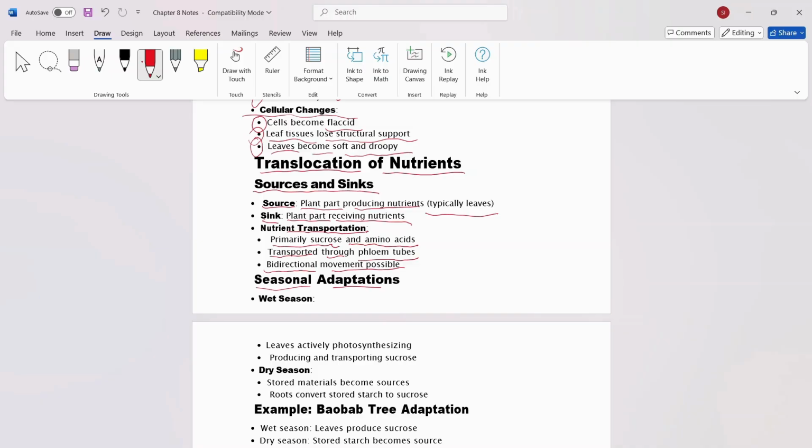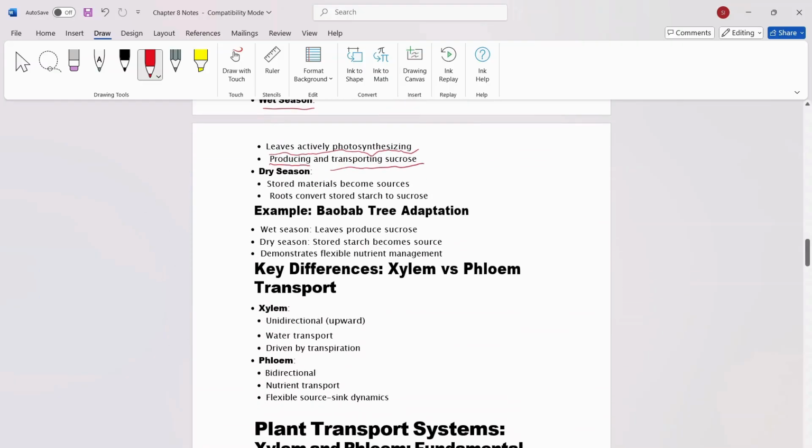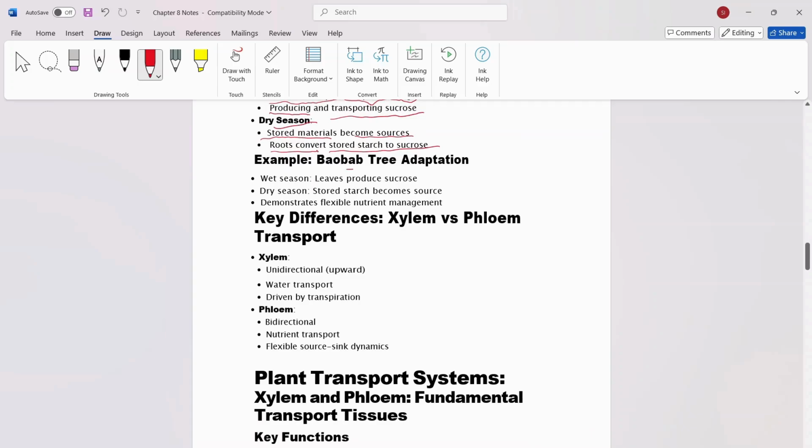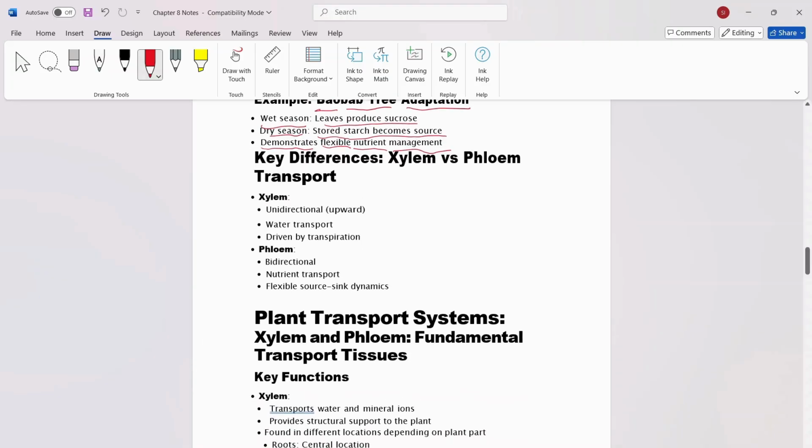Next we have seasonal adaptation. In the wet season, leaves are actively photosynthesizing, producing and transporting sucrose. In the dry season, stored material becomes the source. Roots convert stored starch to sucrose. Example, baobab tree adaptations. Wet season: leaves produce sucrose. Dry season: stored starch becomes the source. It demonstrates flexible nutrient management in plants.